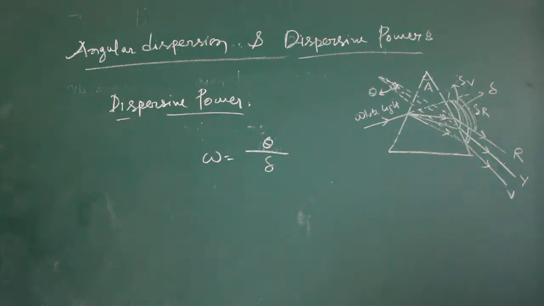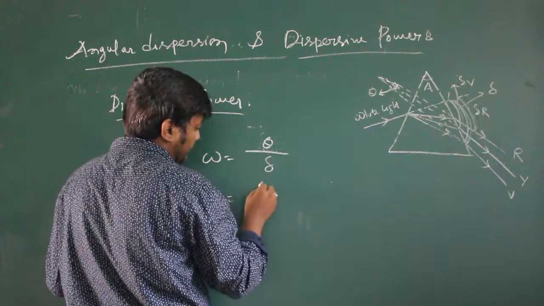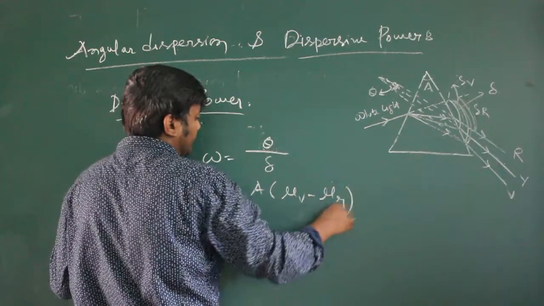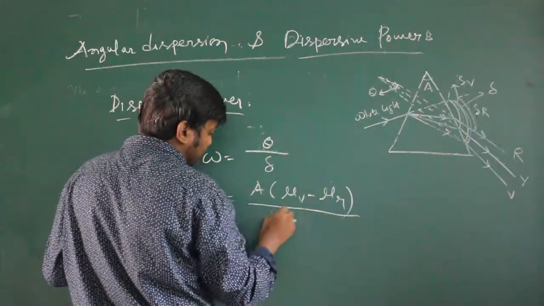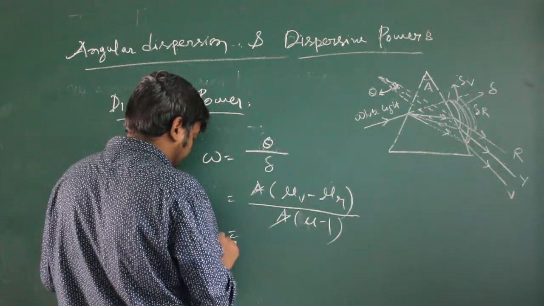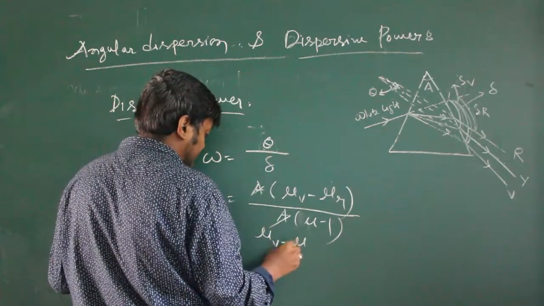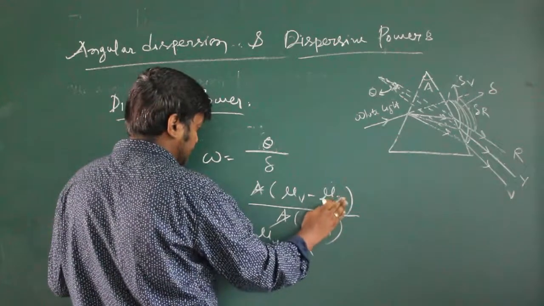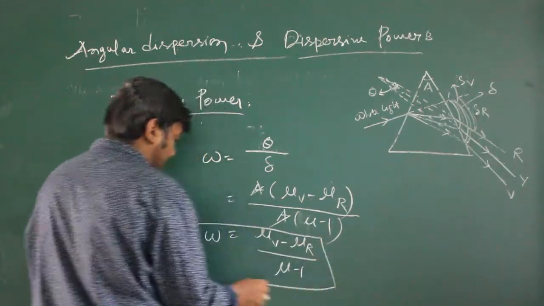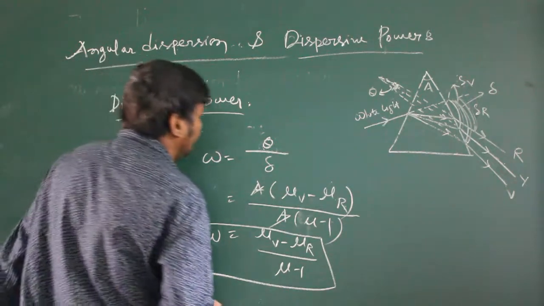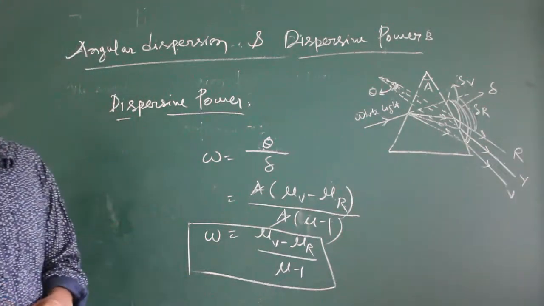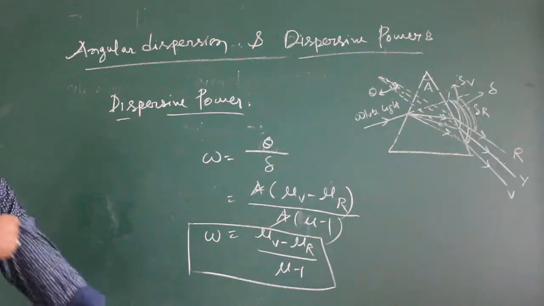Now what is theta? We already got theta: A into mu v minus mu r. And del you can write as A into mu minus 1. So A cancels, and omega equals mu v minus mu r divided by mu minus 1. This is the dispersive power of a prism, and we denote the dispersive power by omega.